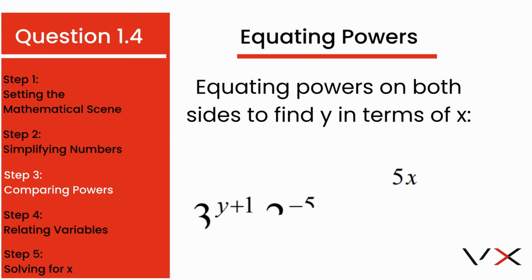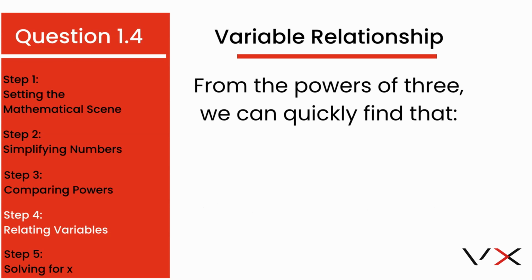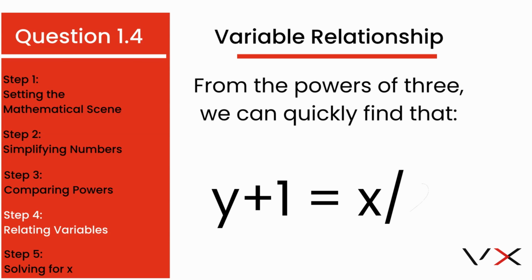Step 3. Notice how the powers of 3 and the powers of 2 can be equated on each side, because the bases must be the same for the equation to hold true. Step 4. From the powers of 3, we can quickly find that y plus 1 equals x over 2. From here, we get our first relationship between x and y.